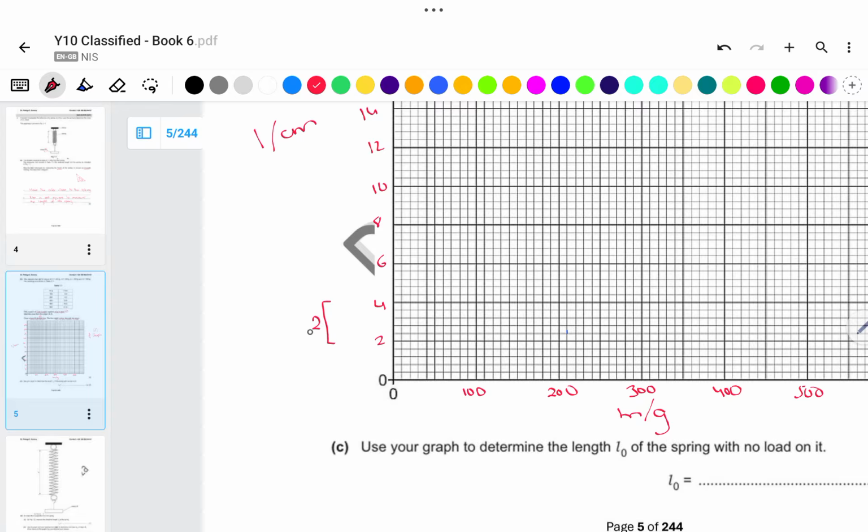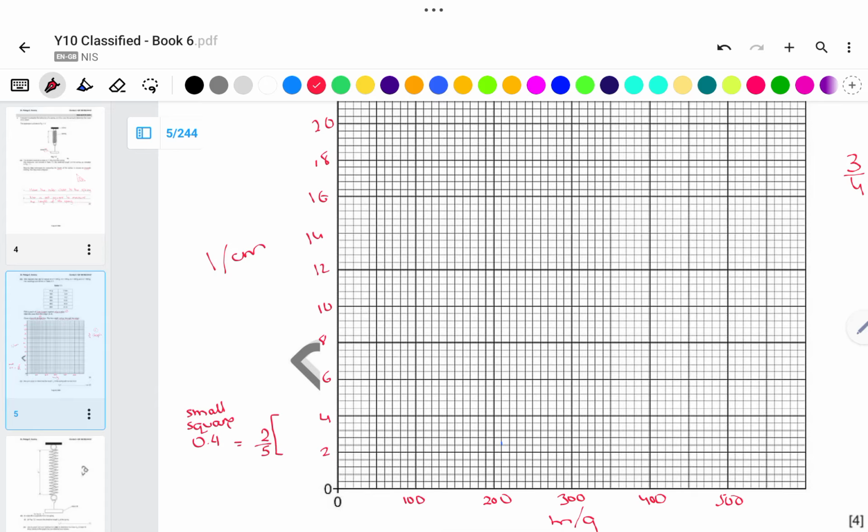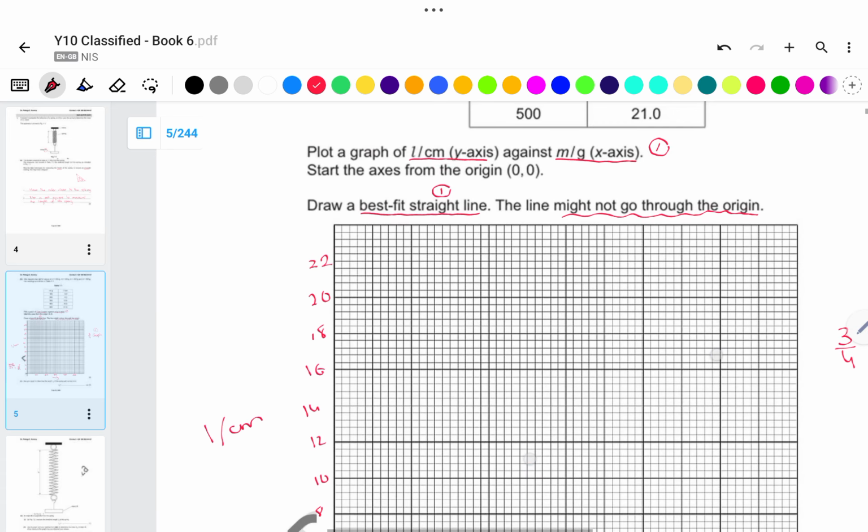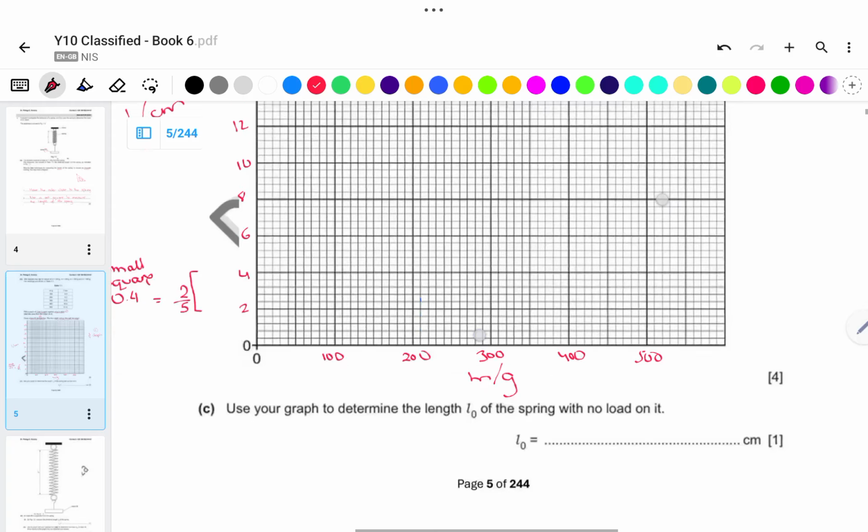Now I have 5 boxes. So if I do 2 divided by 5, it's going to give me 0.4. This means that each small square is worth 0.4. Why is this information important? Because I have values in significant figures. Okay? All right, so 100 is at 6.